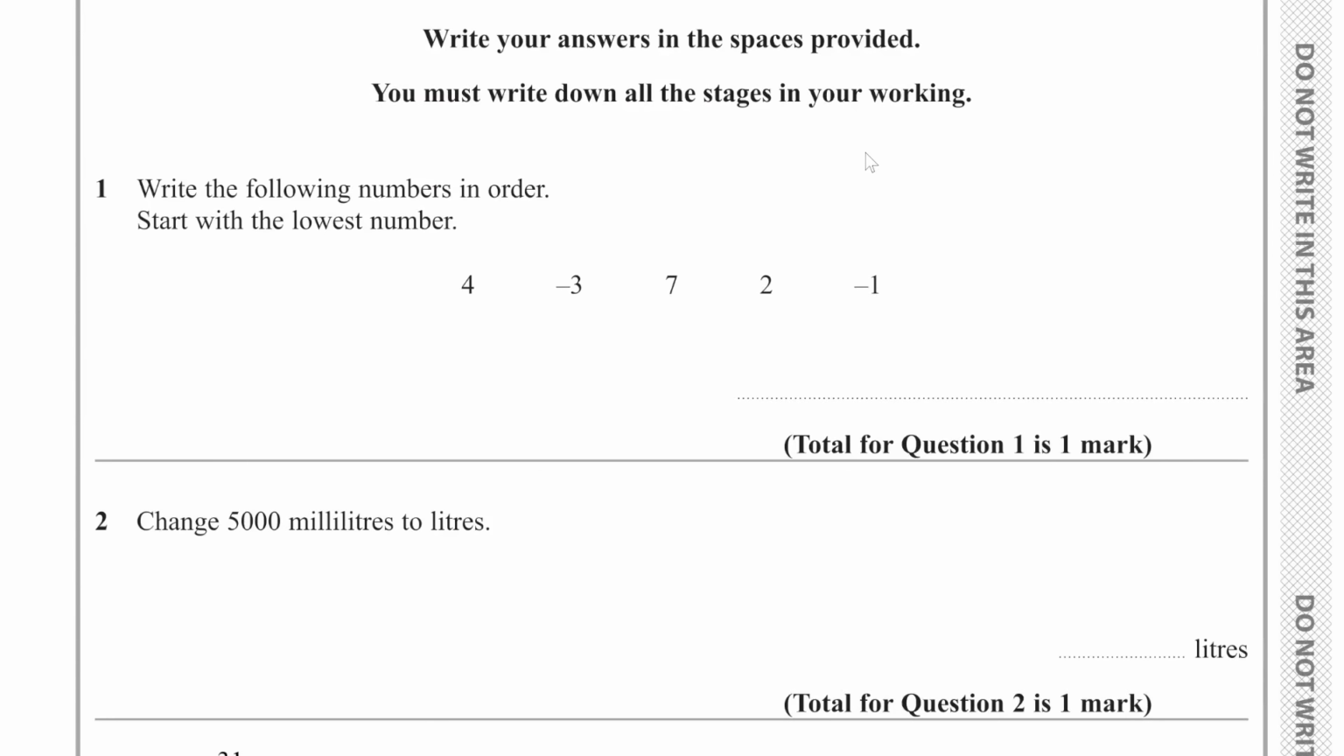Question 1. We need to write the following numbers in order. Start with the lowest number. So we've got negative numbers here. Remember, negative 3 is lower than negative 1. So negative 3 is our lowest number, then negative 1. Then we've got 2, 4, and 7.